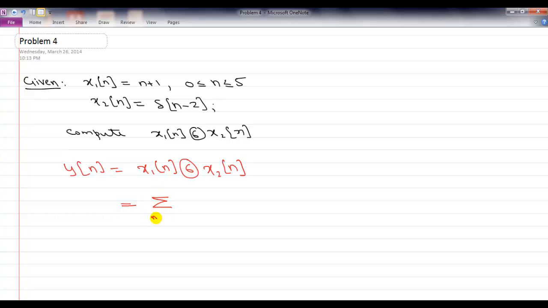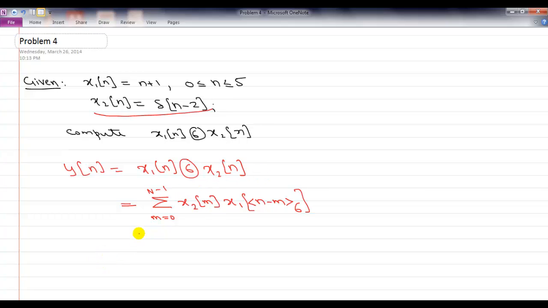So I have m from 0 to n minus 1. Now in this problem, I want to basically fix x2[n]. So I'll have x2[m] fixed, and then I have x1[n minus m], which is just like linear convolution, but instead of a linear shift, I have a circular shift. So this will be x1[(n minus m) mod 6].